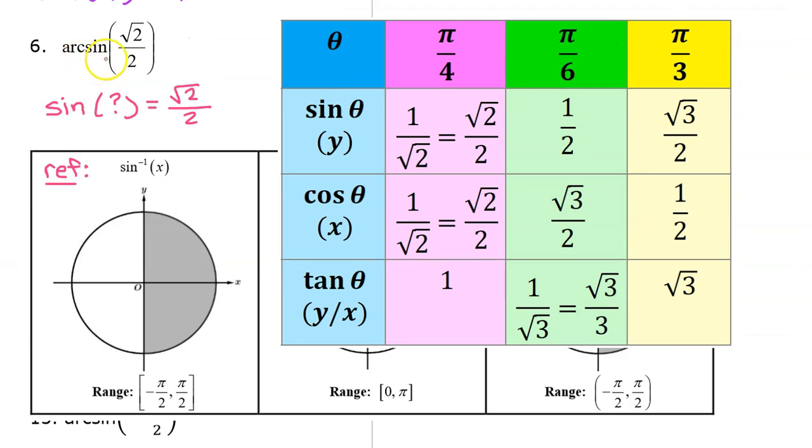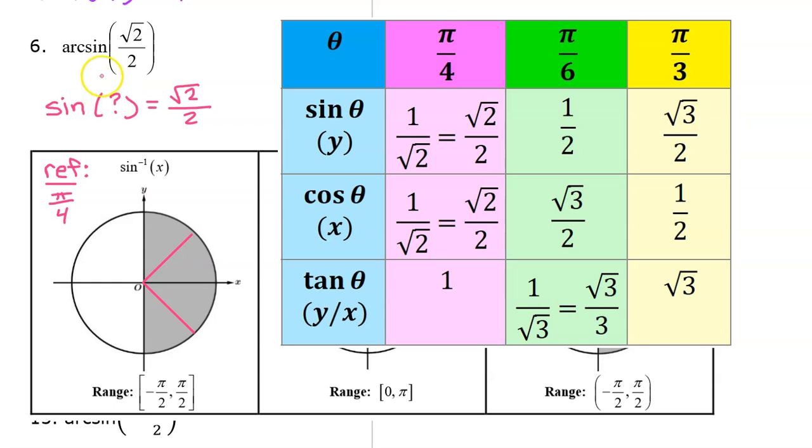To evaluate the arc sine of radical 2 over 2, you ask yourself the sine of what angle is equal to radical 2 over 2. Because the sine of pi over 4 is radical 2 over 2, that tells us that the reference angle is pi over 4. There are 4 angles with a reference angle of pi over 4. There's one in every quadrant. However, because of the range restriction of arc sine, we will stick to quadrants 1 and quadrants 4.